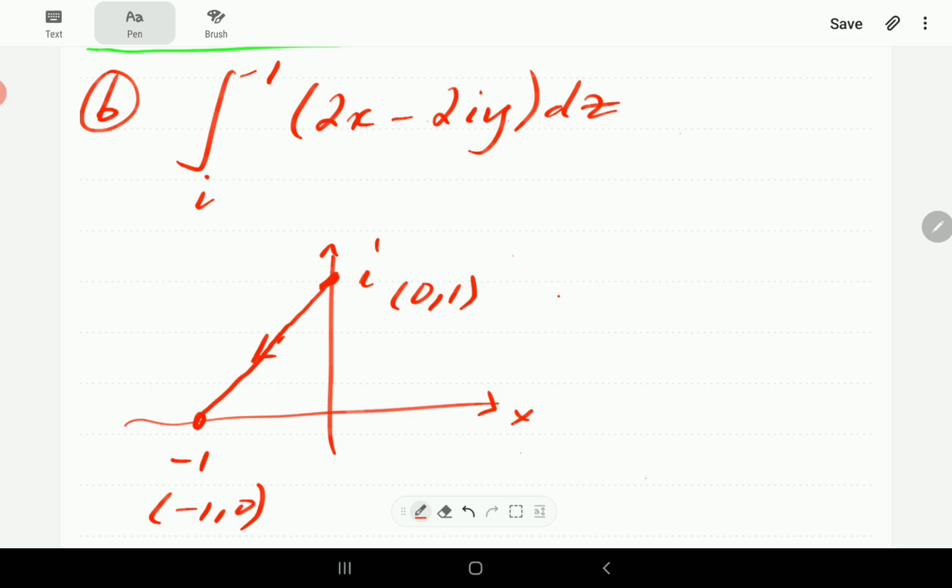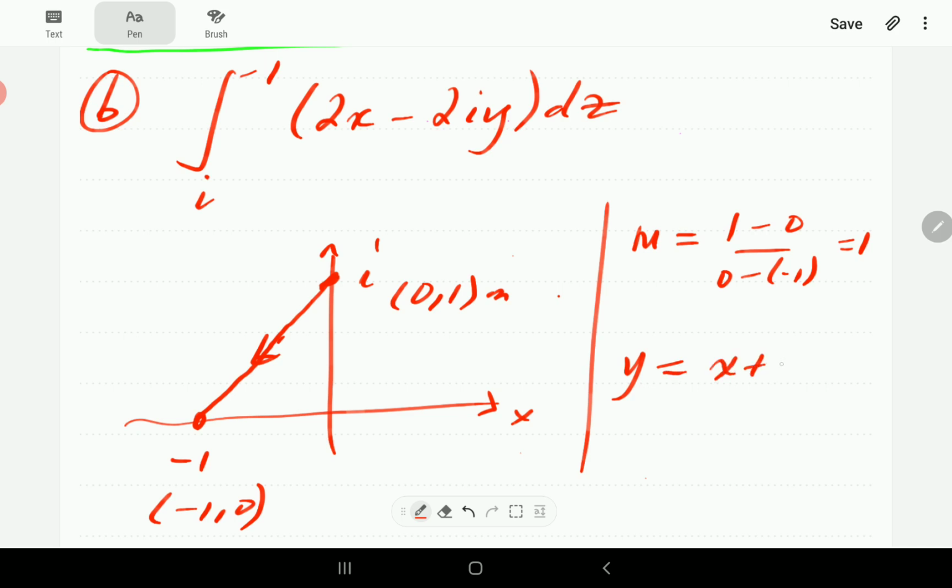We're going to need to find the equation of the straight line here. First we can find the gradient of the straight line. It's going to be (1 minus 0) over (0 minus -1), which is 1. The y-intercept is 1, so the equation of this is simply y equals x plus 1. As you can see, this equation gives us y in terms of x.